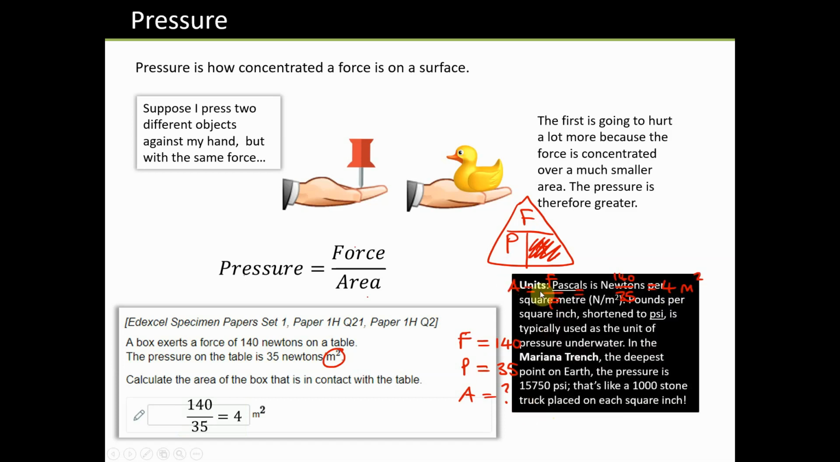And then we get a nice little fun fact in the bottom corner. So you can read that. It's just saying in the deepest part of the sea, in the Mariana Trench, they measure it in PSI, which is pressure per square inch. The pressure down there is like having a 1,000 stone truck placed on every single square inch of the surface. That sounds a bit mad.